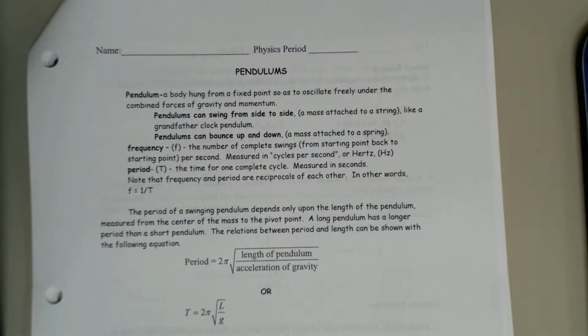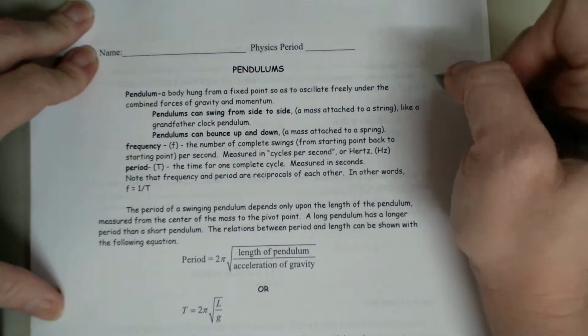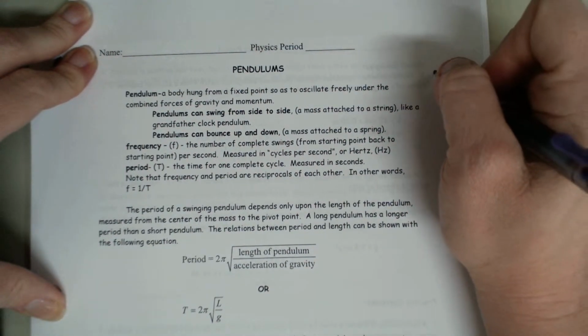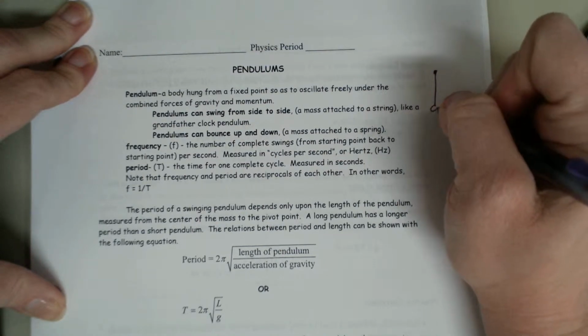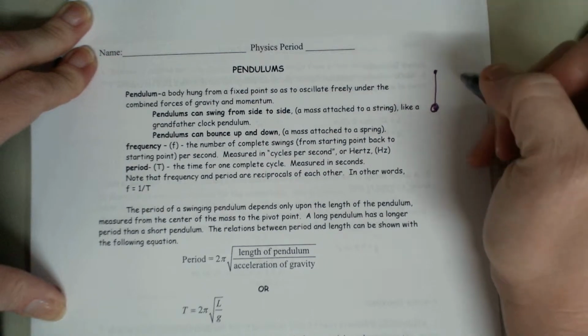All right, so today we're starting our unit on simple harmonic motion. We're going to do a lot of different devices in this unit. The first one we're going to start with is pendulums. Pendulums are basically like a swing. So you have a fixed point and you have something hanging. Maybe it's a mass of some sort, and it swings to and fro, right?